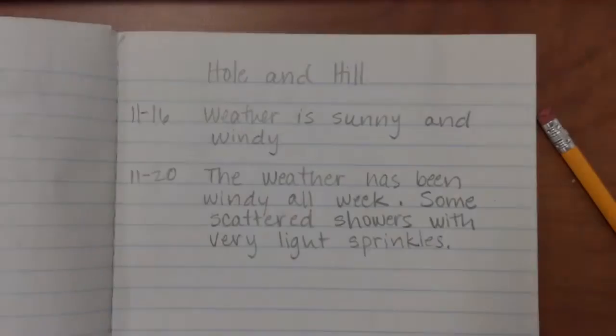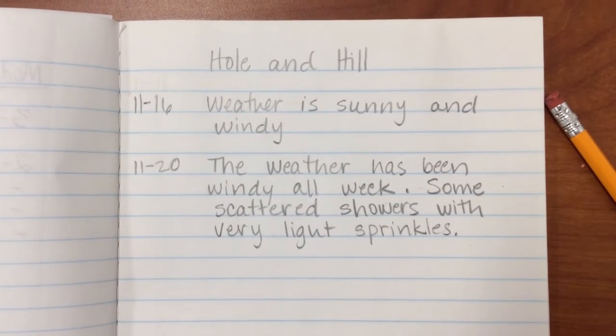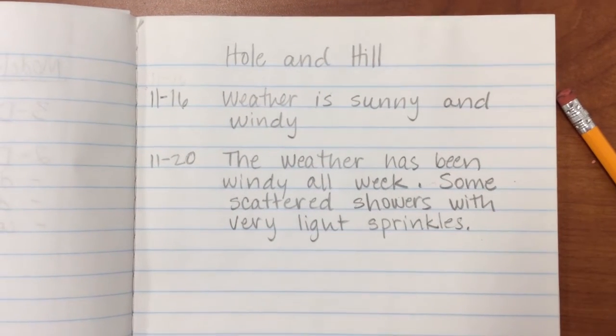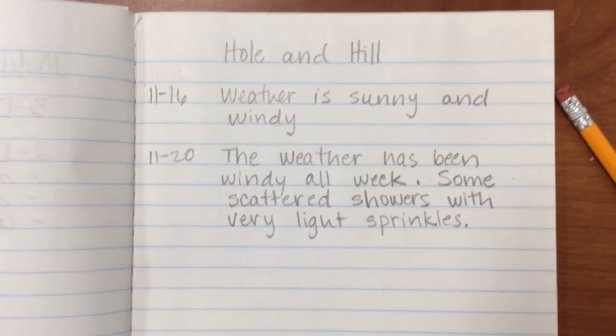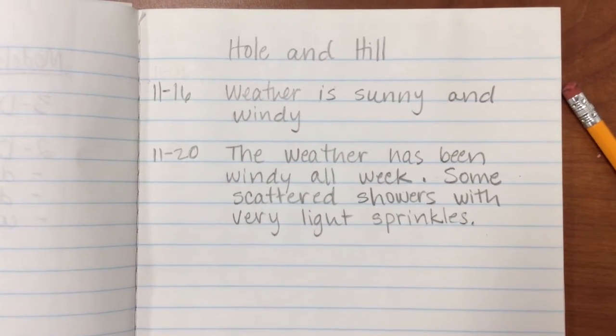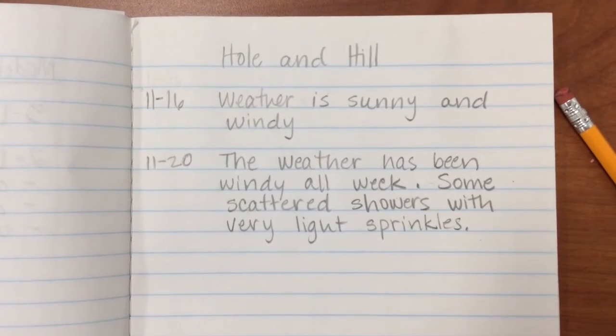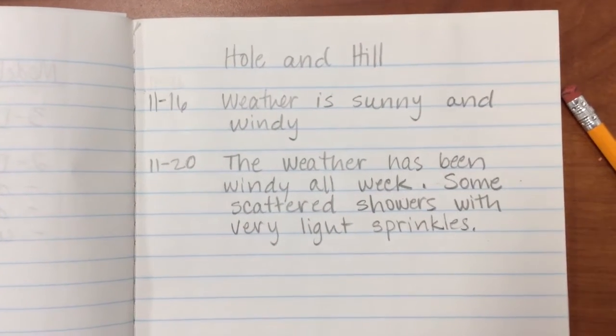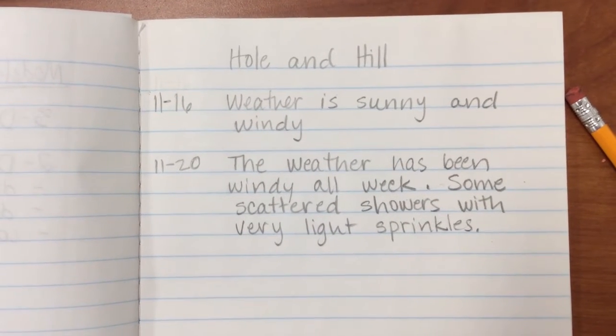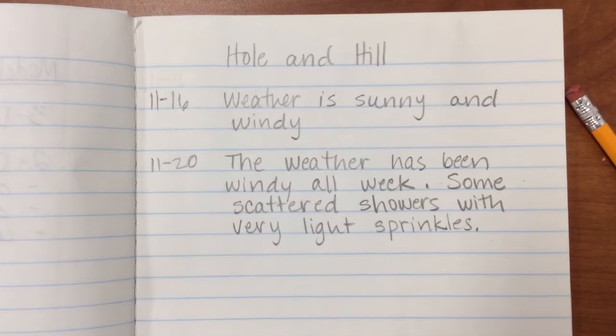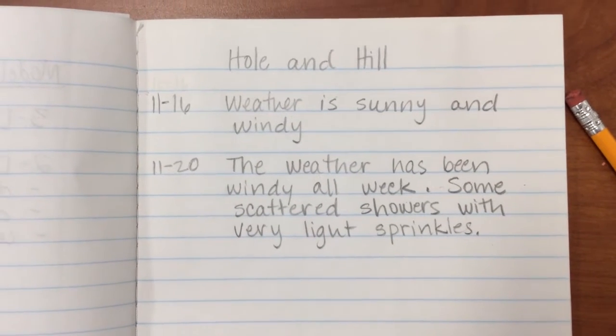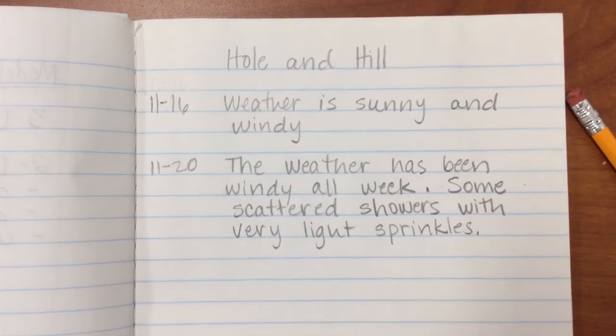This investigation is always a lot of fun to make observations along with the weather and notice how the weather affects the shape of the hill and the depth of the hole. In my science notebook, I keep track of anything that might disturb the soil around the hole and the hill. I made a note on November 16th, the weather is very sunny and very windy. And then today I made a note on 11/20 that the weather has been windy all week long. There have been some scattered showers with very light sprinkles.